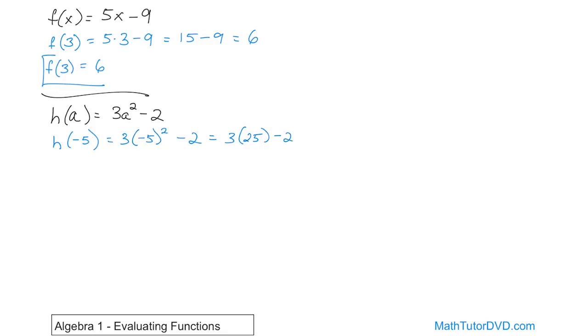And now we do the multiplication next. 3 times 25 is 75. You know what, let's go down here. 75 minus 2, what's 75 minus 2? 73. So to summarize, h evaluated at negative 5 is equal to 73. This is the final answer.